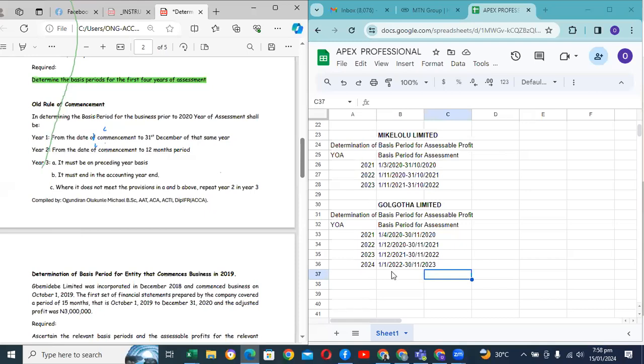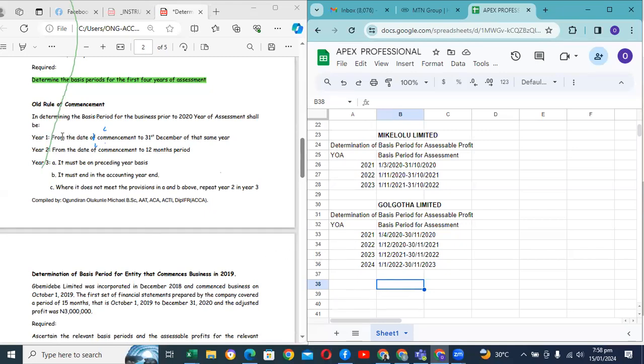Now, I was explaining that the rule covers the 2020 year of assessment upward because the Finance Act was enacted in 2019 year of assessment, right? What that implies is we have some companies that started operation in 2019 or 2018 that would have a blend of both the old rule and the new rule, right? But mind you, the examiner is not expected to ask you a full-fledged question on the old rule. We don't expect the examiner to ask you anything about the old rule.